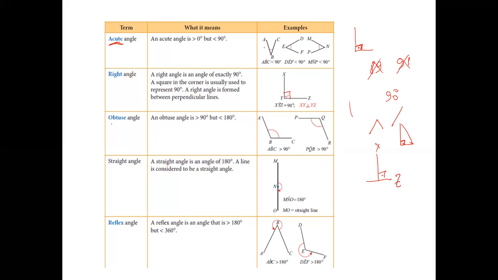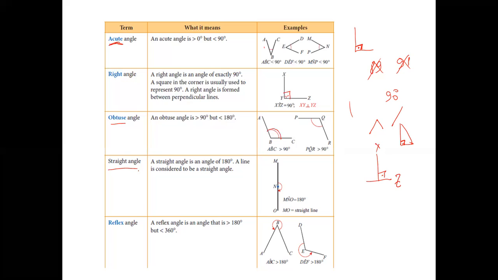And obtuse angle, what is the obtuse angle? An obtuse angle is more than 90 but less than 180. As you see in the examples, ABC is more than 90 degrees, and also PQR is more than 90 degrees. So that's why these two angles are obtuse angles.